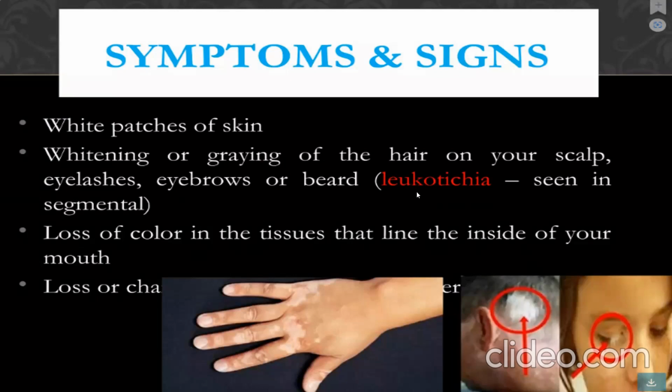So symptoms and signs, it causes white patches of the skin, whitening or the graying of the hairs on scalp, eyelashes, eyebrows, or beard. The segmented graying of the hair is called leukotrichia. And loss of color in the tissues that line the inside of mouth.